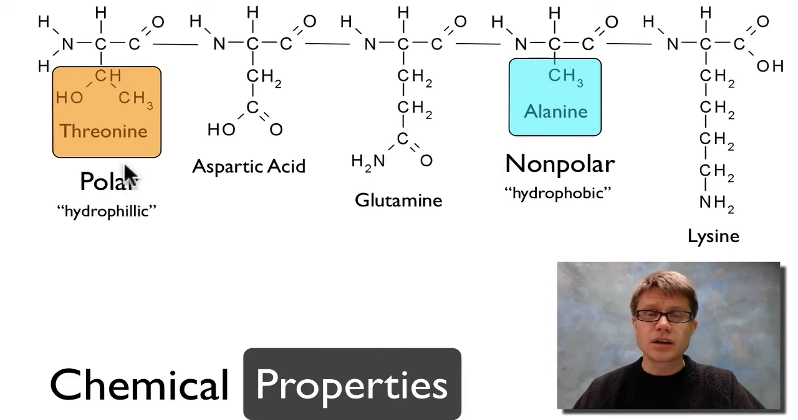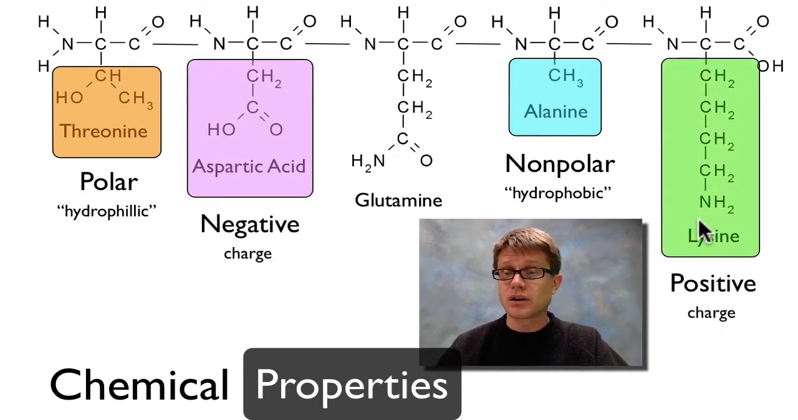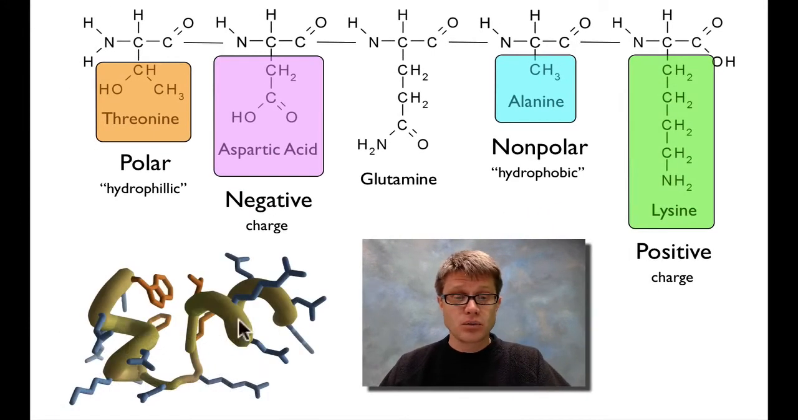In other words, we're going to find threonine in the presence of water, but alanine, since it's got this methyl group right here, it's not going to be attracted to the water, and so it's going to hide from the water. Or if we look at the aspartic acid, it's going to have a negative charge, and if we look at the lysine over here, it's going to have a positive charge. And so if these 2 amino acids are found in the same polypeptide, they're going to try to get next to each other because the positive and the negative are going to attract. And so what you end up getting is a 3-dimensional protein.